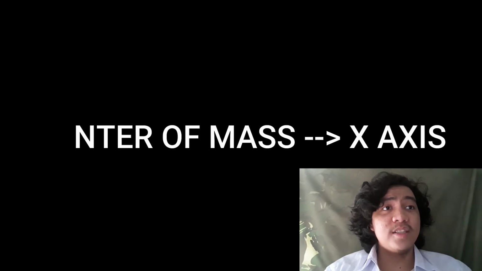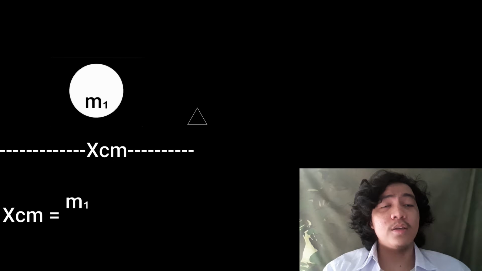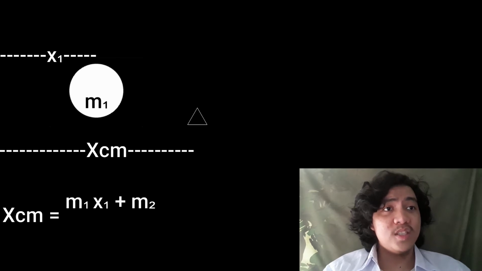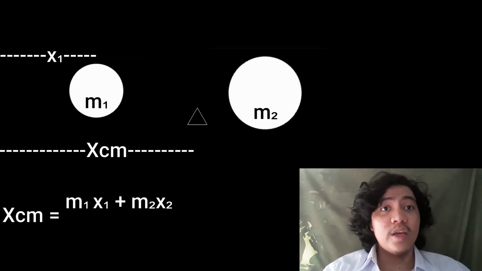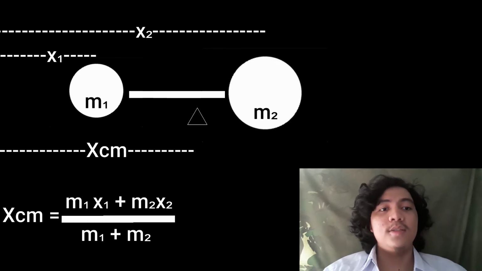Center of mass in the x-axis is equal to m sub 1, which is the first given object, times x sub 1, being the distance away in the x from the given object, plus m sub 2, which is the second given object, times x sub 2, again being the distance away in the x from the given object, then all of them divided by the sum of all masses.